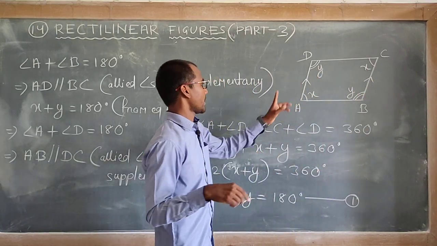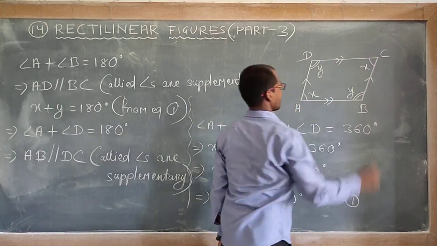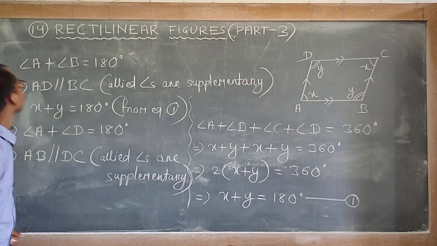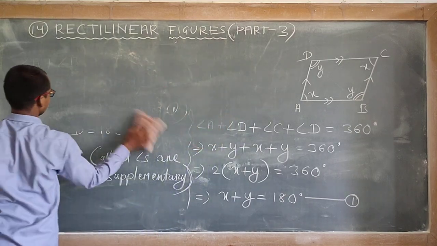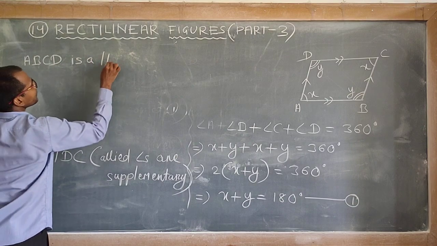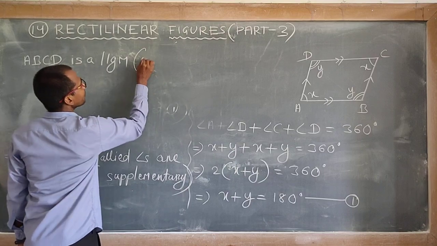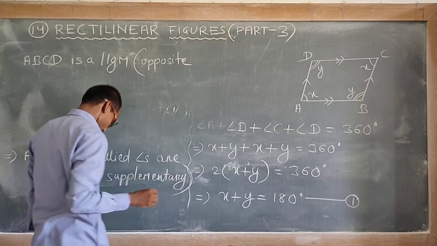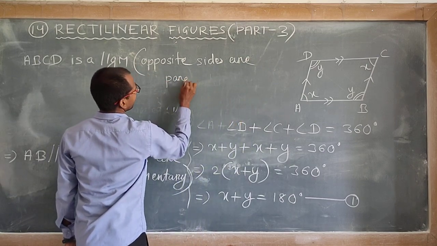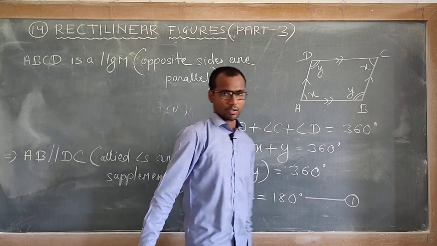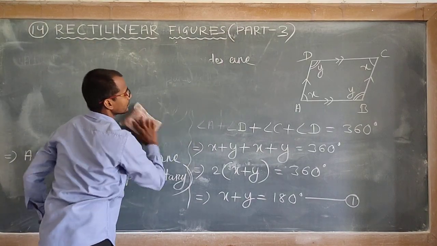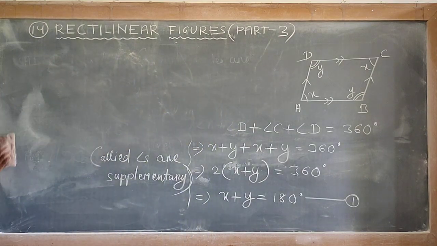So we proved that AD is parallel to BC. This was not given, we proved it now. AD parallel to BC, also AB parallel to DC. So what type of quadrilateral is this? Definitely this is a parallelogram. After this you can write: ABCD is a parallelogram, and you will give the reason: opposite sides are parallel. So it is a parallelogram. So this is another method, theorem number 3.